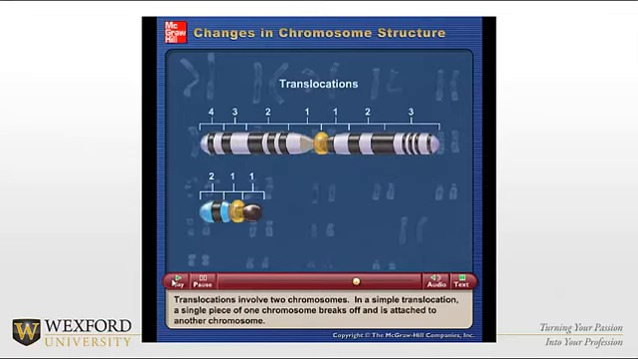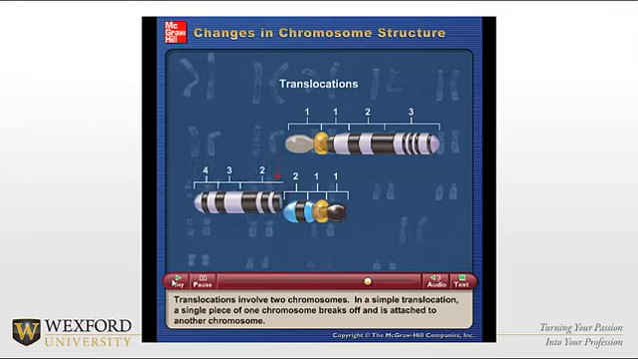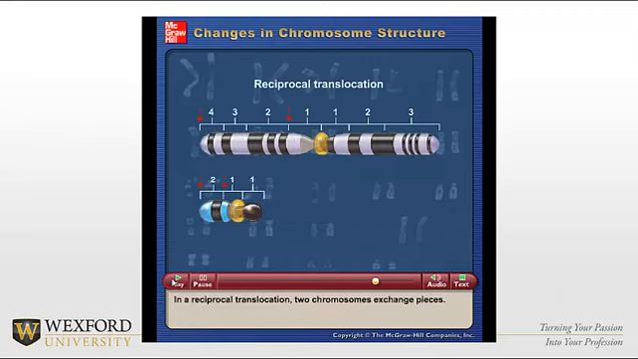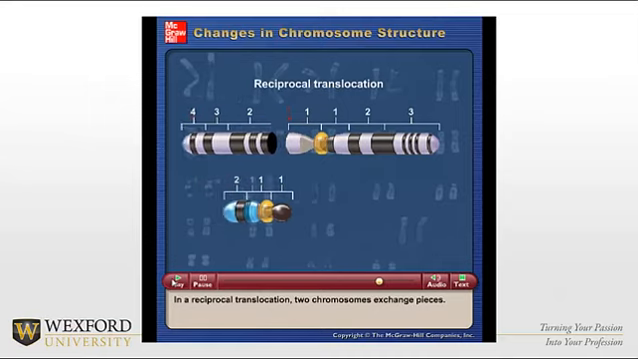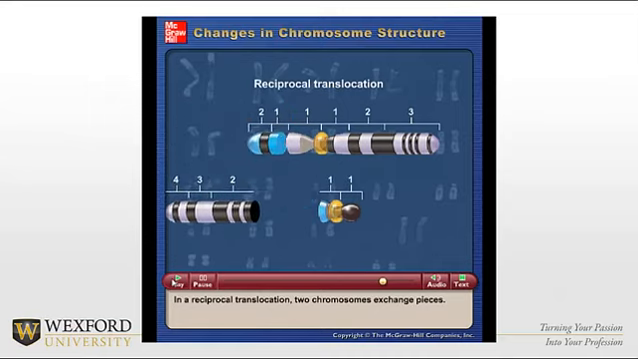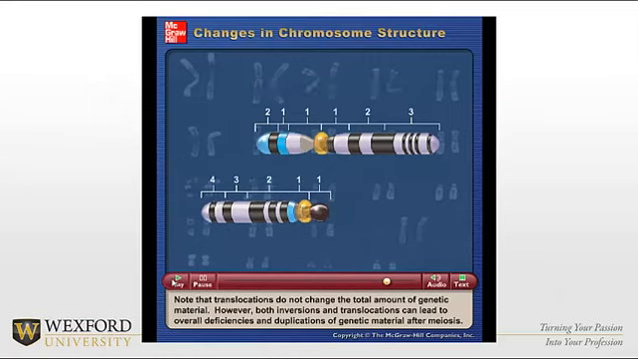Translocations involve two chromosomes. In a simple translocation, a single piece of one chromosome breaks off and is attached to another chromosome. In a reciprocal translocation, two chromosomes exchange pieces. Note that translocations do not change the total amount of genetic material. However, both inversions and translocations can lead to overall deficiencies and duplications of genetic material after meiosis.